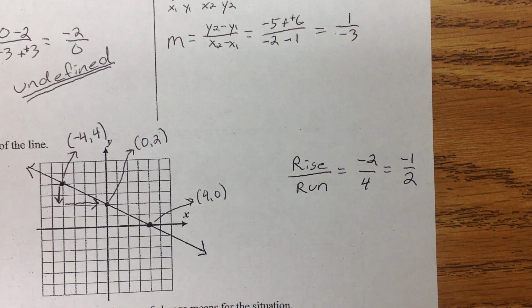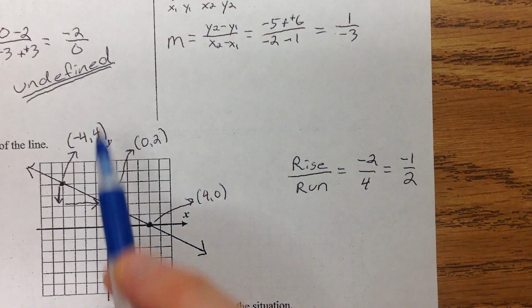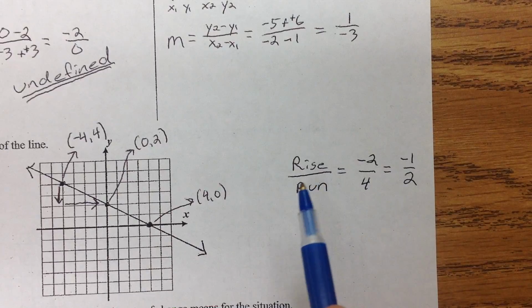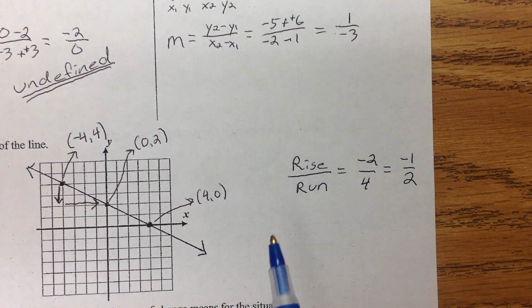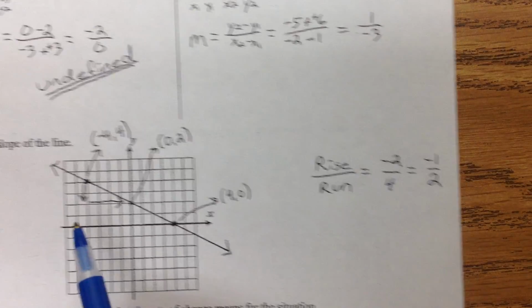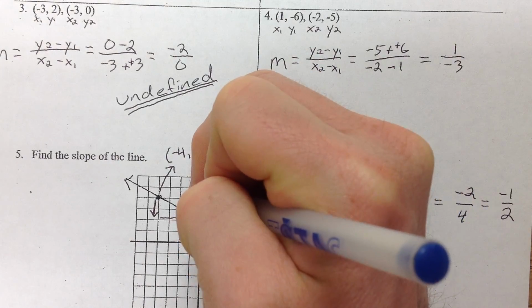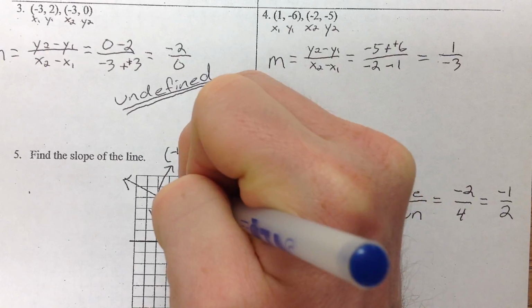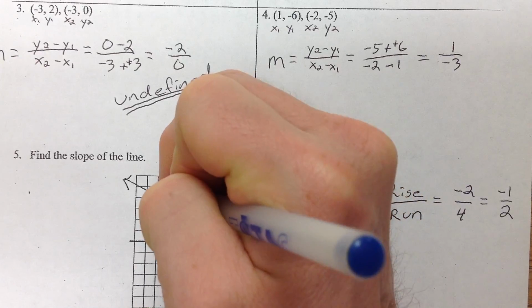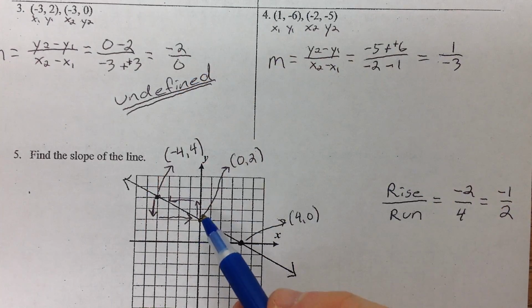All right, so there's kind of two ways to do that. You can either use the points and calculate it using the formula, or you can look at the picture, as long as you remember that it's rise over run. Now, sometimes kids are like, wait, couldn't I have gone up this way and then back this way? Like, how do you know which way to go? And it doesn't actually matter.